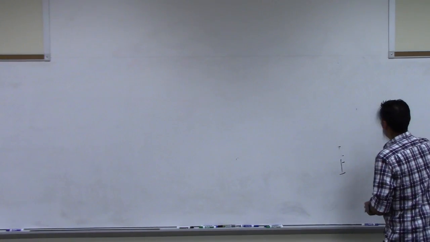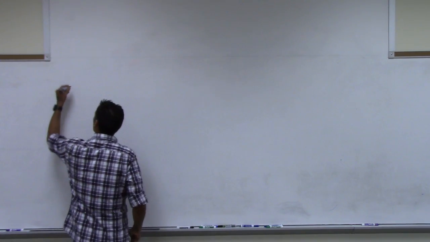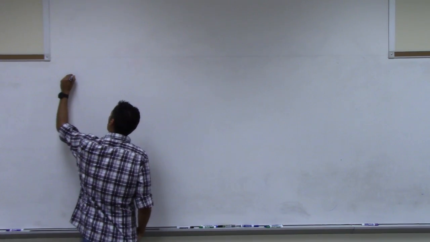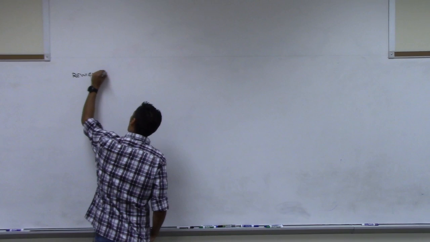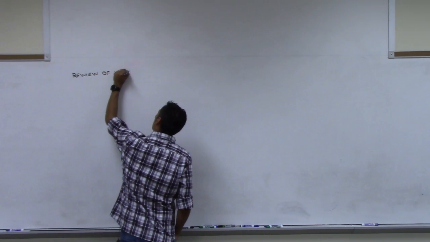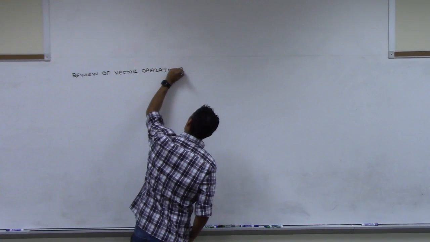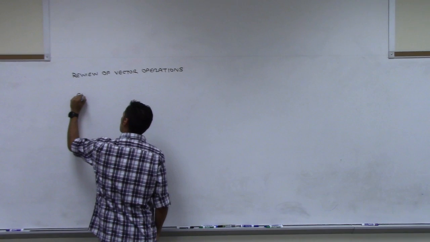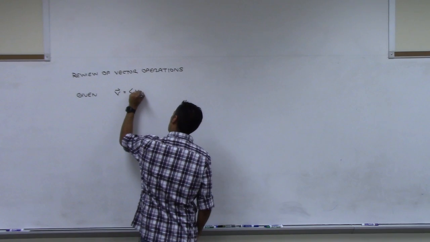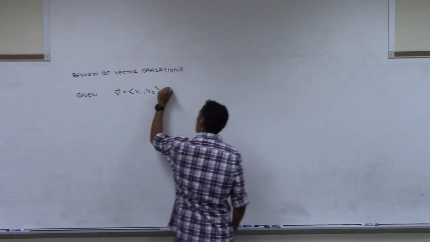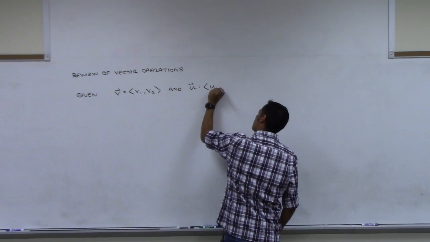All right, let's just do a quick little review of the vectors, and we're going to move into the next section. So, review of vector operations. So let's say you're given a vector v, which is v1, v2, and let's say another vector u, which is u1, u2.